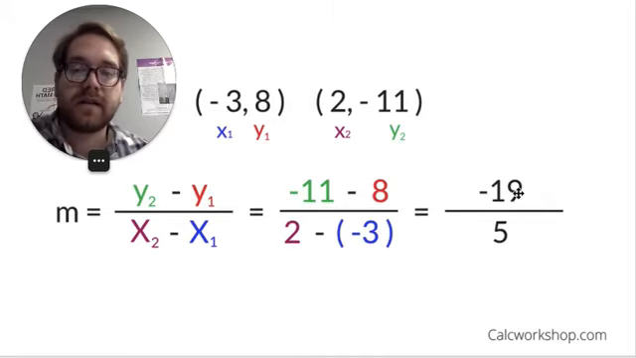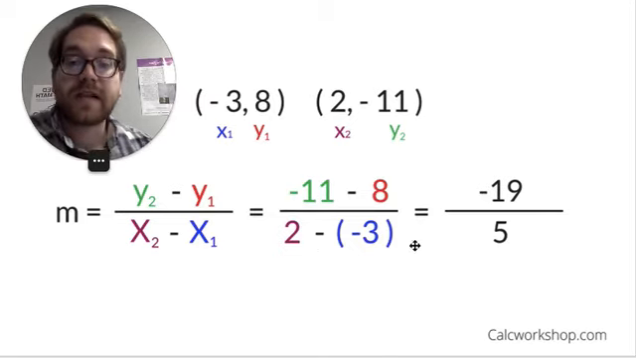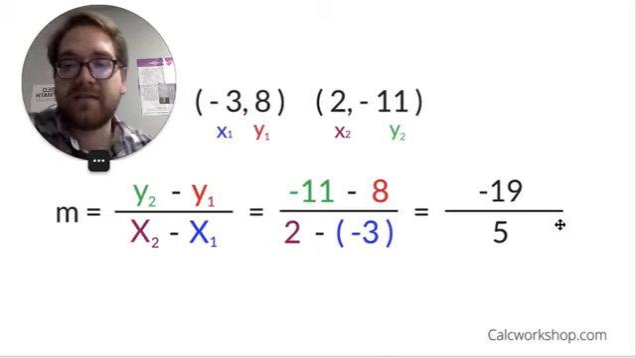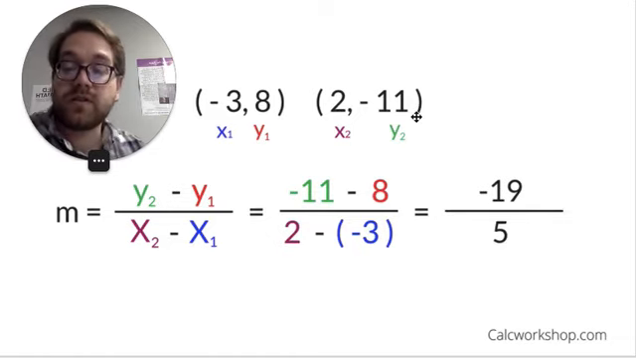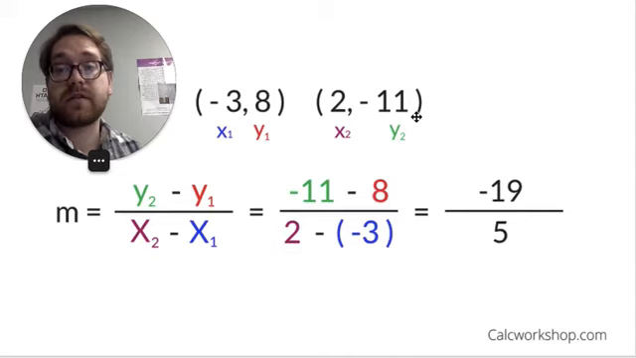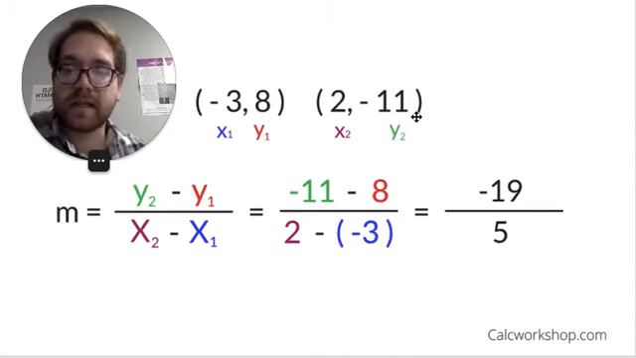And then I complete the calculation. Negative 11 minus 8 is negative 19. 2 minus negative 3 is positive 5. And so that's the slope, negative 19 fifths. Okay, that is the slope between these 2 points. And so you'll need to make sure you can calculate slope for this lesson.